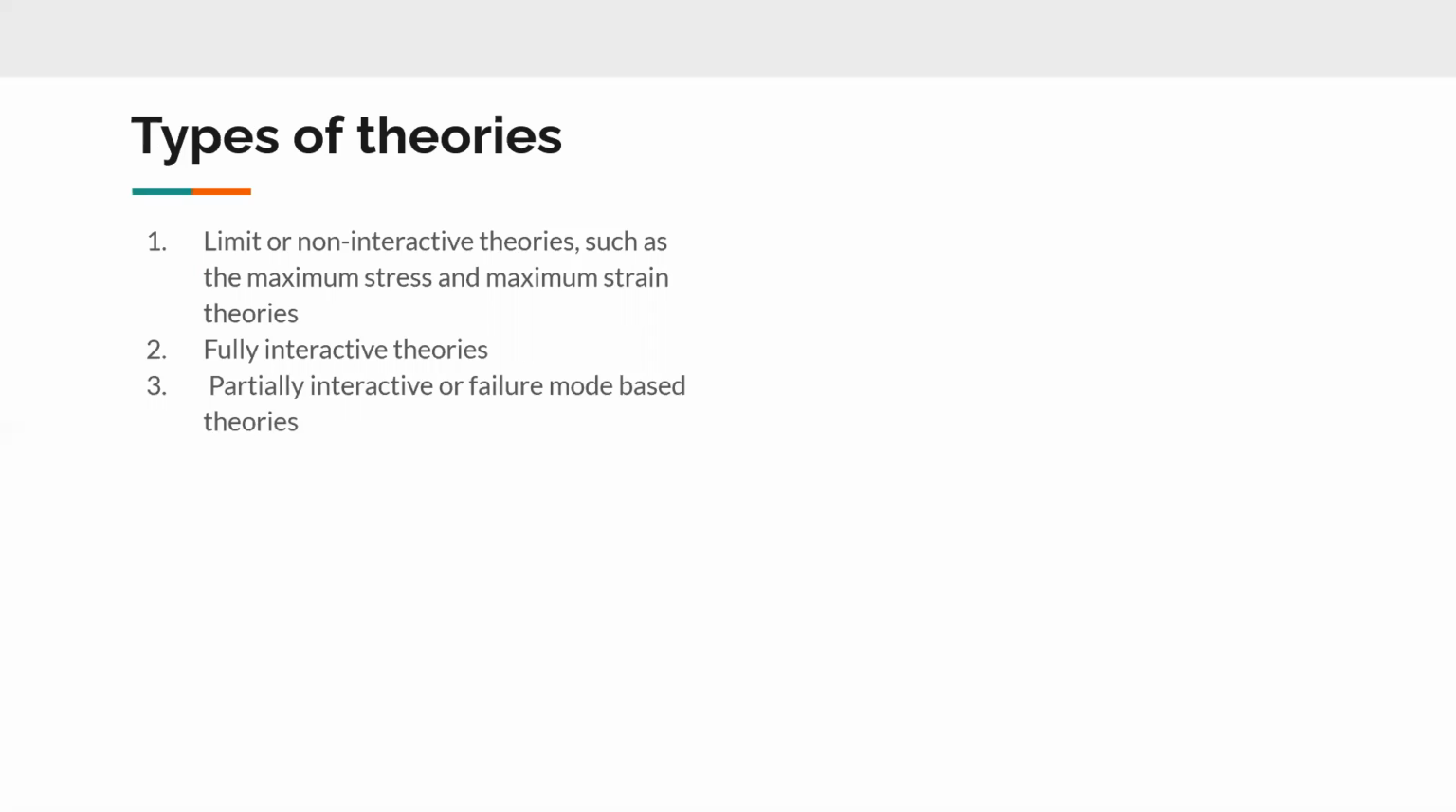Second is fully interactive theories, which, as you might guess, use equations with all stress components included. The stresses in different directions are not decoupled and do affect failure simultaneously. We'll discuss one soon, but what's important is the difference between fully interactive theory and our final category of failure mode-based theories. Interactive theories are very useful, but they do not predict the way in which the material will fail, which the third group of theories can. This can be important as some types of failure can be more critical, especially in the case of a composite.